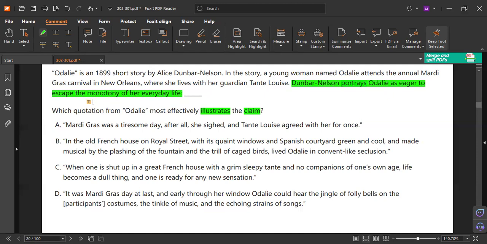As eager to escape the monotony of her everyday life. You know, monotony, it means mono. Mono means one tone. So something dull or boring, to live in one tone in life. Here he said eager, lovely to escape. For which ideas to say that?